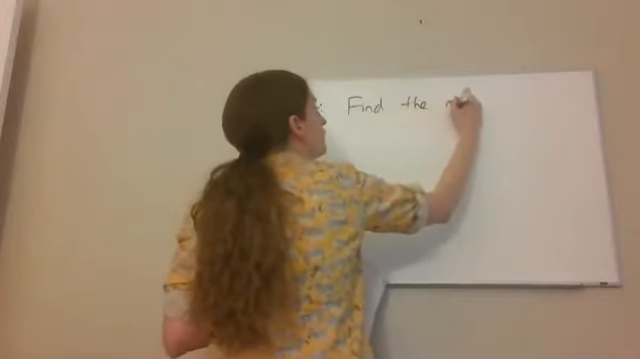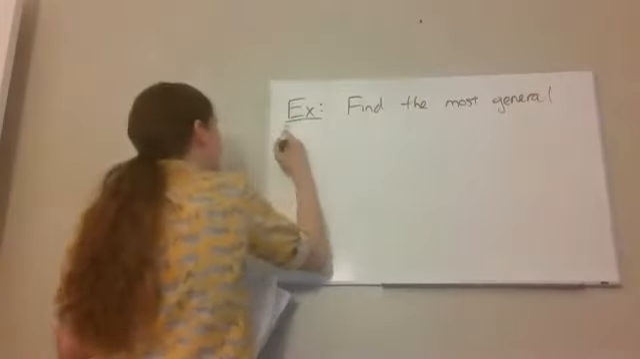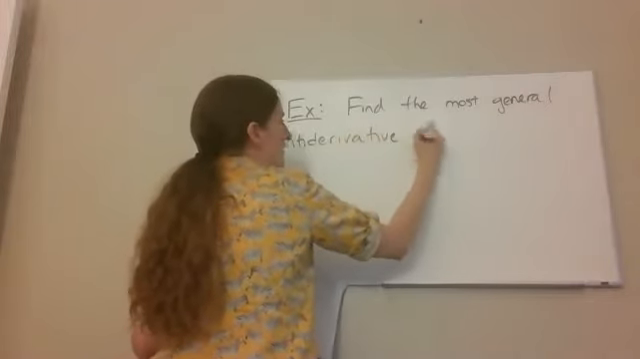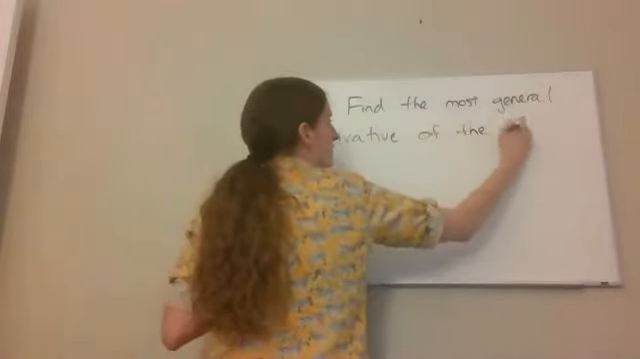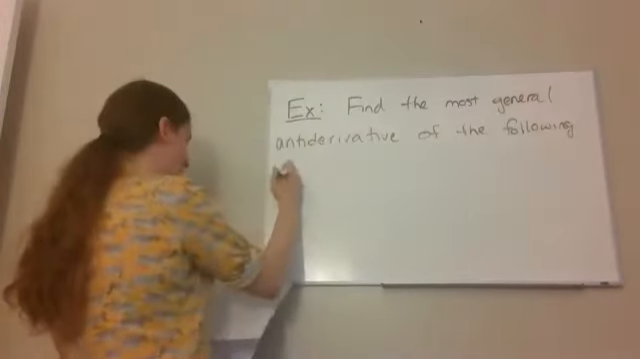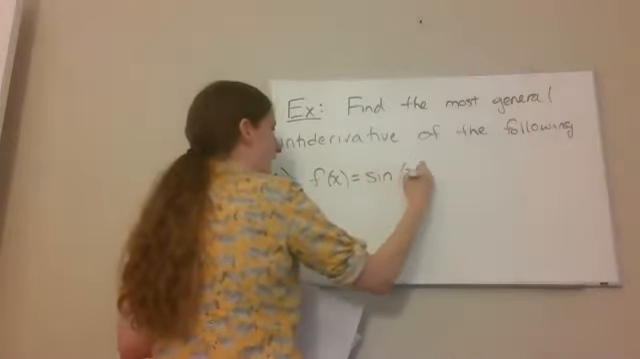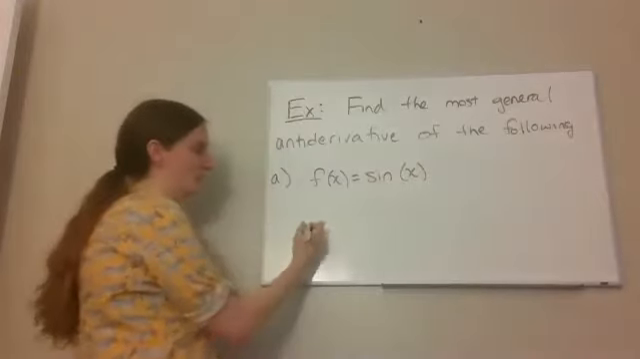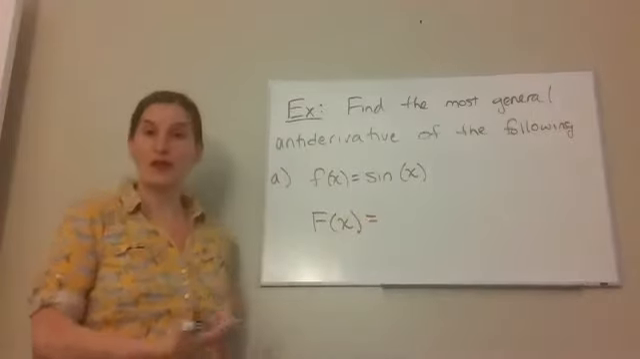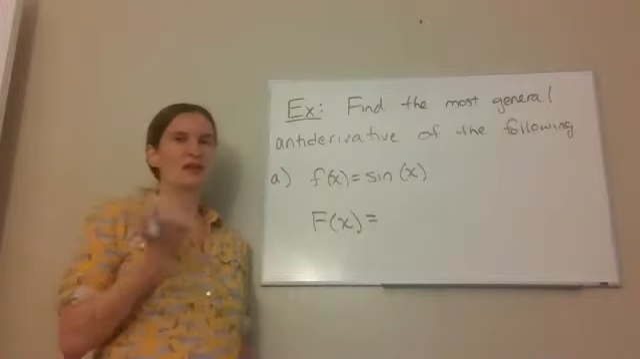Find the most general antiderivative of the following. My first one is going to be f of x equals sine of x. So I want to find a function that when I take the derivative of it, I get sine of x as the derivative. Well, let's think for a second.